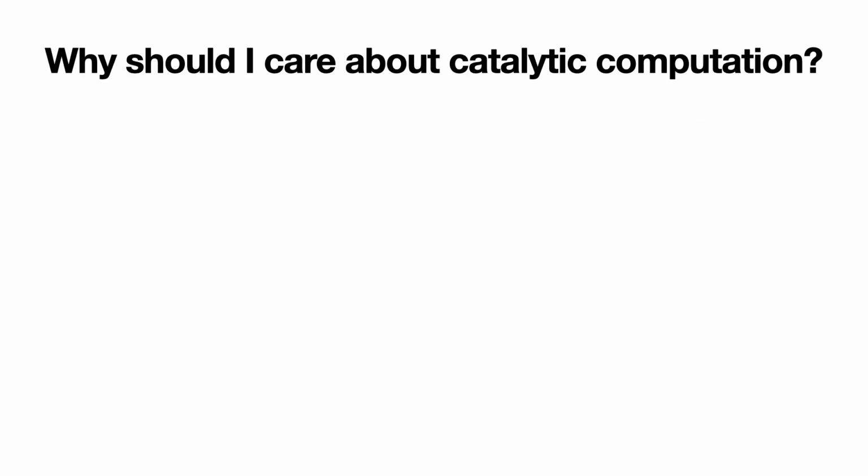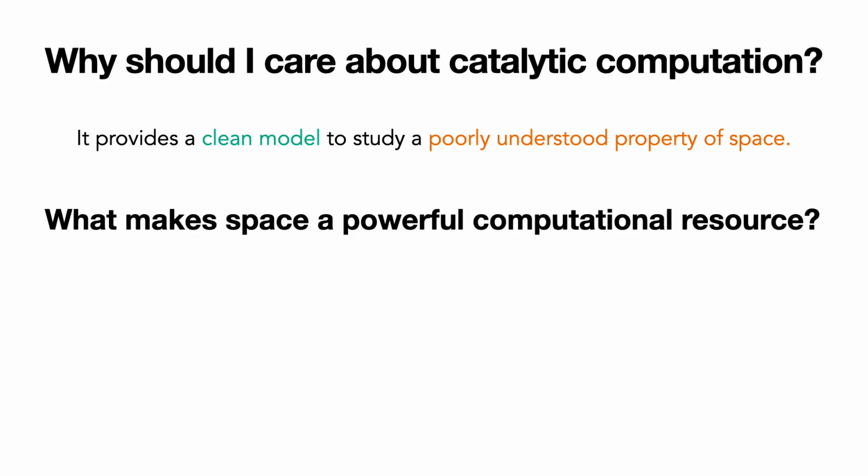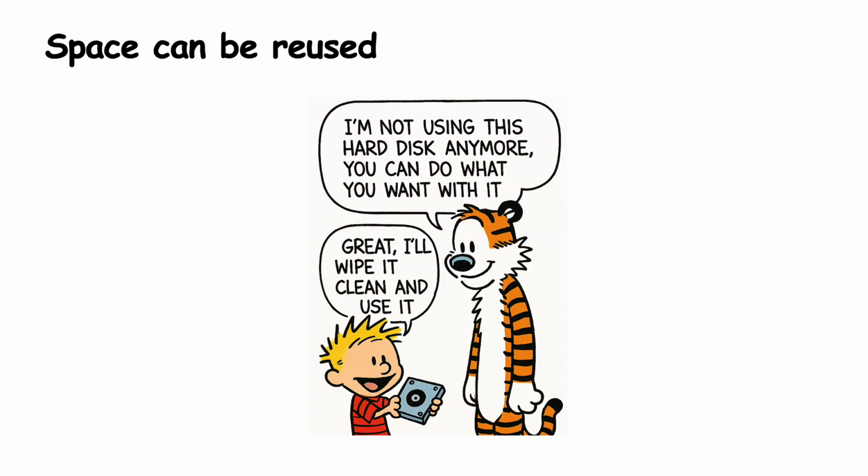Now, why should you care about catalytic computation? The answer for me is that it provides a clean model to study a poorly understood property of space. To tell you what this property is, let me ask you a question. What makes space a powerful computational resource? There's a standard answer, which is that space can be reused. And this is what people typically mean: you have, for example, two subroutines, Calvin and Hobbes. Hobbes was using some space, the hard disk in this case, but it's not using that space anymore. So Calvin can just wipe it clean and use it for its computation.